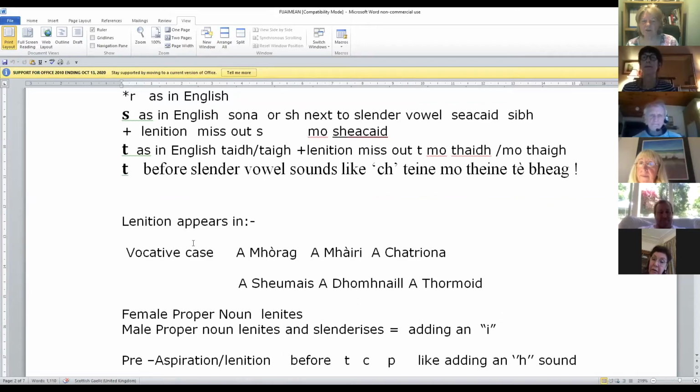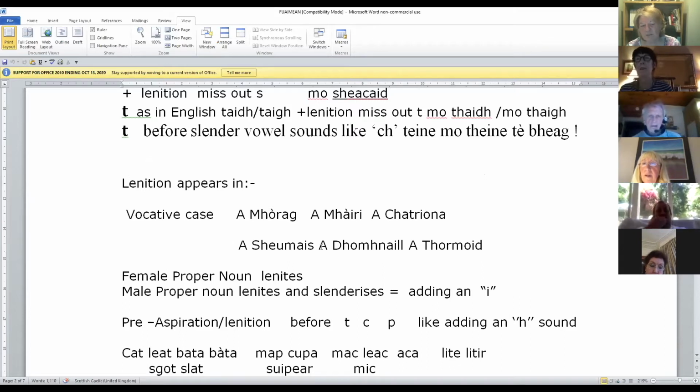Lenition appears in the vocative case when you're calling to someone. Mòrag becomes a Mhòrag, Màiri becomes a Mhàiri, and Catrìona becomes a Chatrìona. Notice I've not got an I next to the C-A-I, T-R-I-O-N-A. Sometimes people spell it C-A-I, T-R-I-O-N-A, but a lot of people say in English, Catriona. So a Chatrìona is the way you say it in Gaelic.